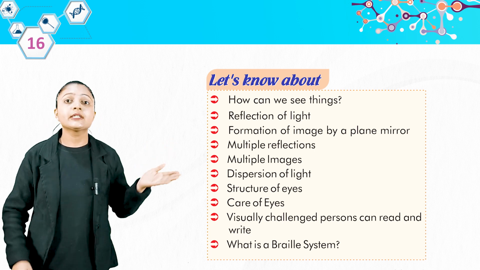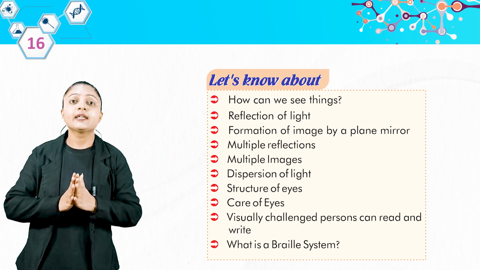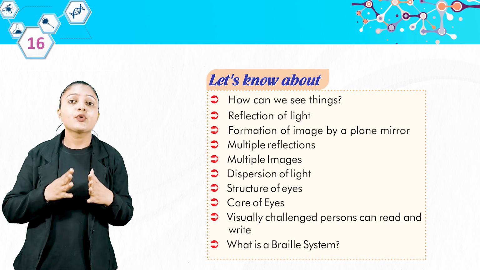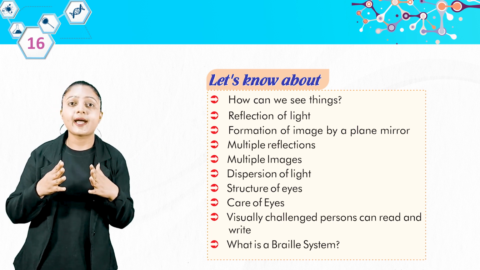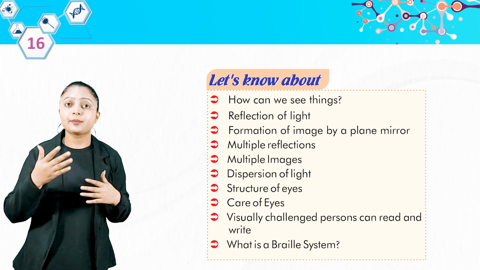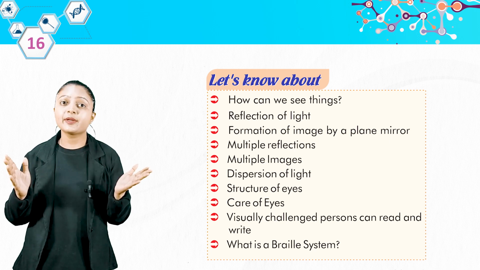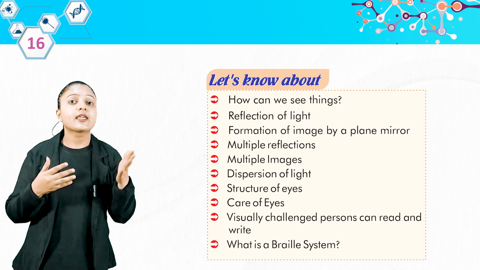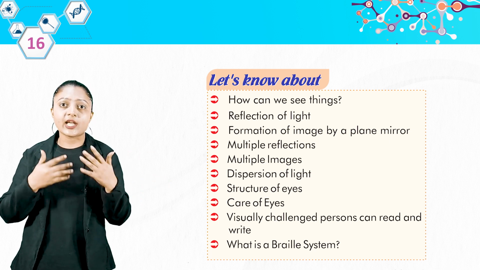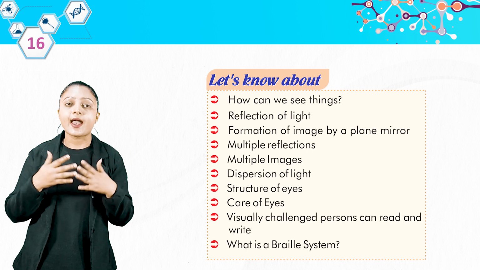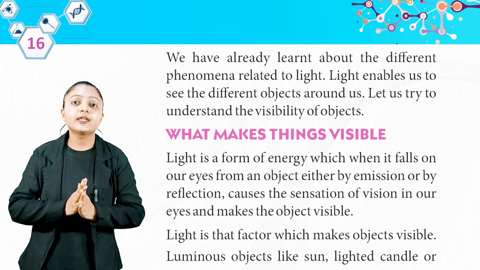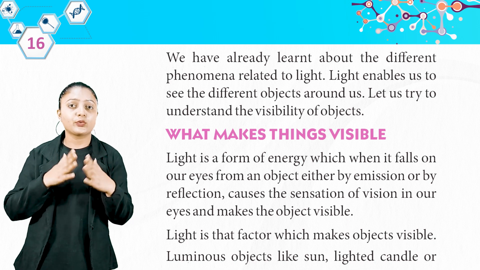Let's know about how we can see things. Second, reflection of light, formation of image by a plane mirror, multiple reflections, multiple images, dispersion of light, structure of eyes, care of eyes. Visually challenged persons can read and write. What is Braille system? We have already learnt about the different phenomena related to light.